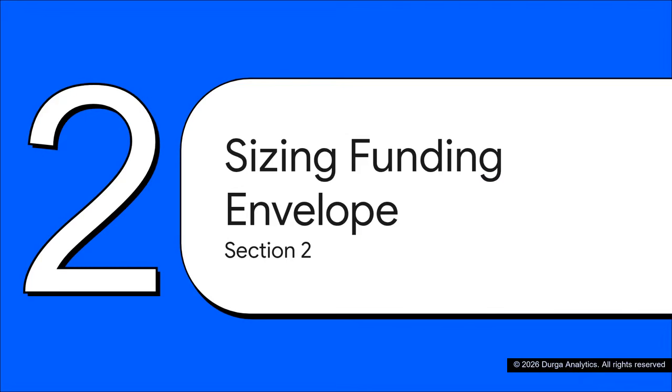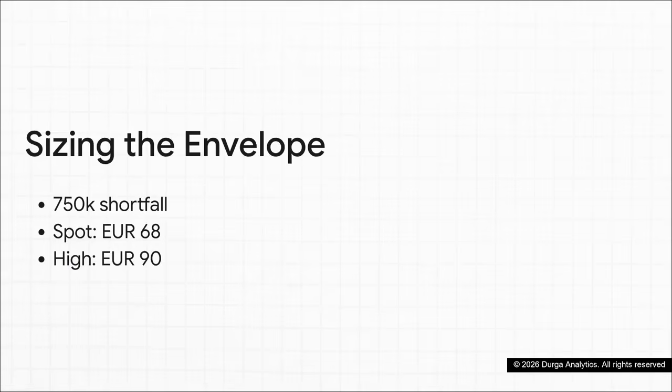Section 2. Sizing the funding envelope. So how do we properly size this thing? Well, an envelope has to cover the worst plausible cost of discharging your obligation, not the expected cost. Expected cost is just a planning number, and if you size your capacity to an expectation, you're going to run out of cash half the time.